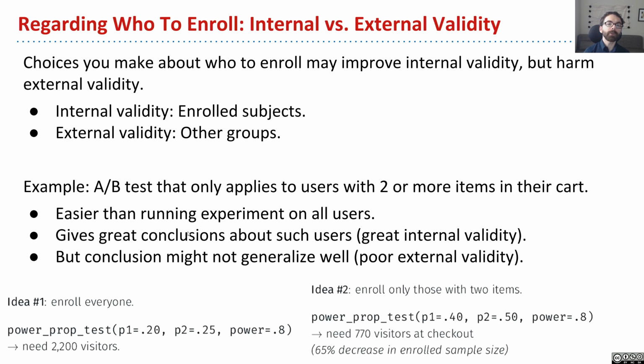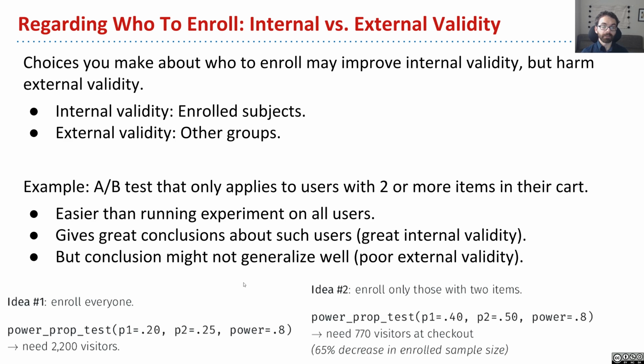So the choices about who you enroll may improve the internal validity, which lets you get a really good understanding of your enrolled subjects, but it may mean your external validity doesn't work well. And so the example he's giving here is that on some website, users who have 2 items in their shopping cart are more likely to actually check out. But the experiment you're running, maybe about displaying some certain thing on the website, prompting for a discount code, who knows what, it may not actually apply to that broader pool of people. So it may have great internal validity for this high conversion rate group, but poor external validity for everyone.